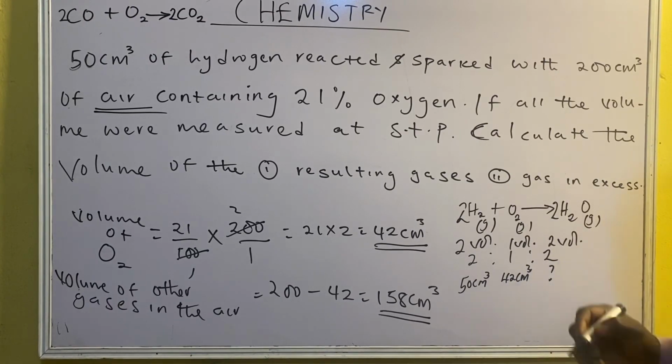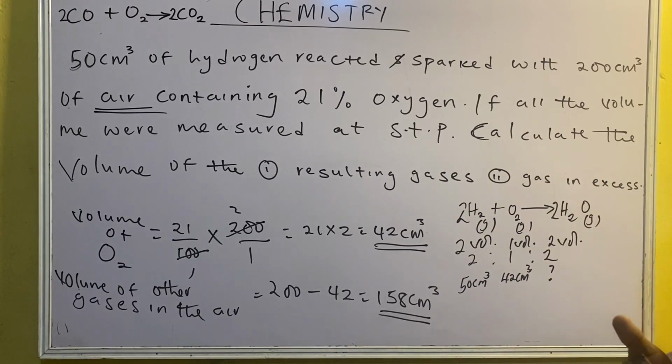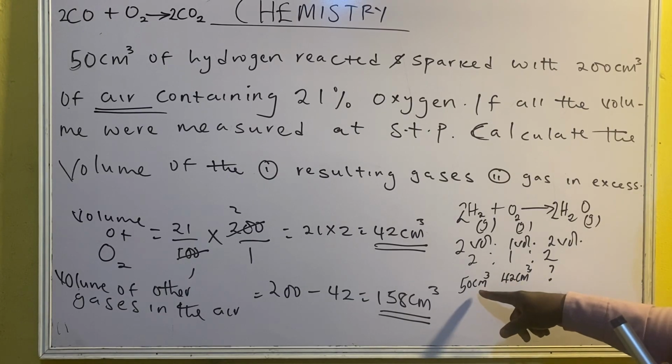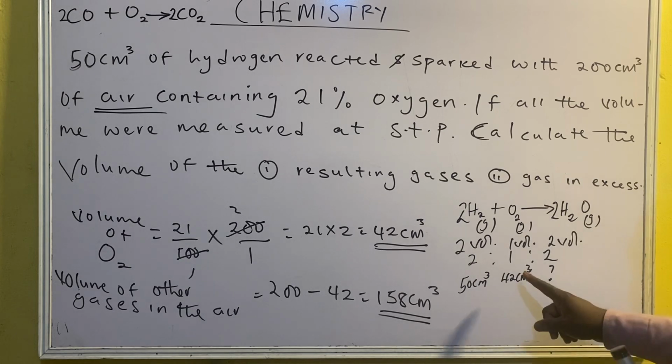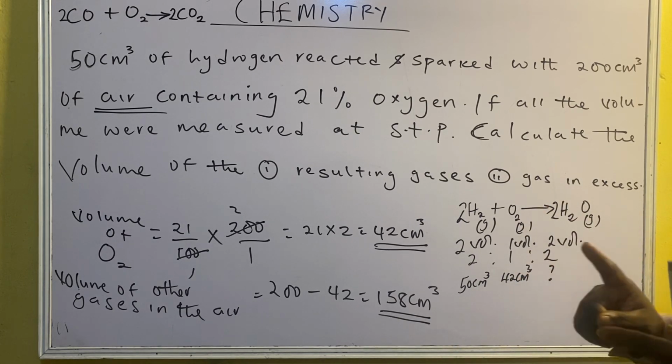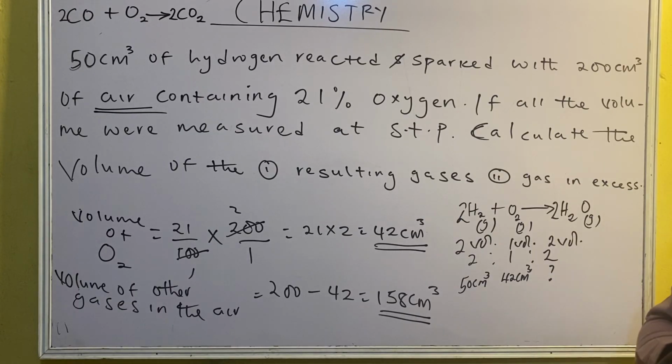We weren't given that of steam, so we have to do something about that later. Then after sparking, that is, after the reaction had taken place, we now want to find out how many volumes of hydrogen went into the reaction and how many volumes of oxygen were needed to counterbalance the volume of hydrogen that went into the reaction. To do this, please, you have to calm down very well as I explain mathematically.